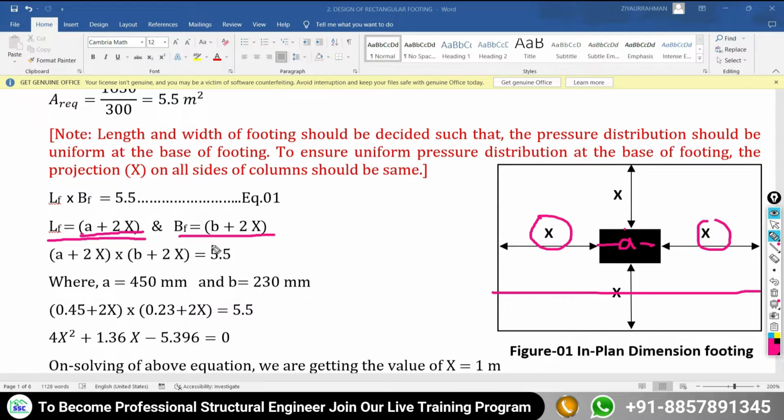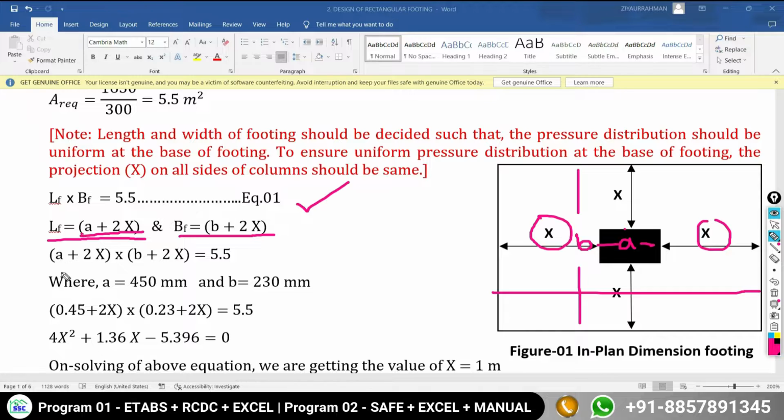Width of the footing is going to become what? This is the B and this is the x and this is the x. So B plus 2x is going to become BF. Now overall I am going to put these two values of LF and BF in equation first. So we are getting what?